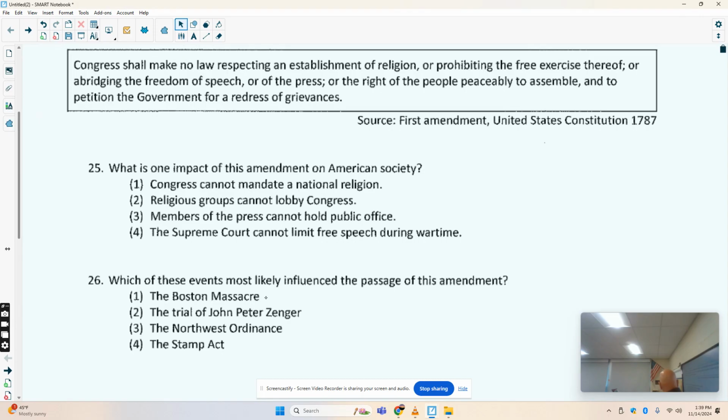Okay? Is it the Boston Massacre? Is it the trial of John Peter Zenger? Is it the Northwest Ordinance? Or is it the Stamp Act? Now, what was the strategy I said yesterday, or the last couple of days, that we should utilize if we don't know for certain the answer? Palin. Eliminate 1 or 2. Okay, give me one that you would eliminate.